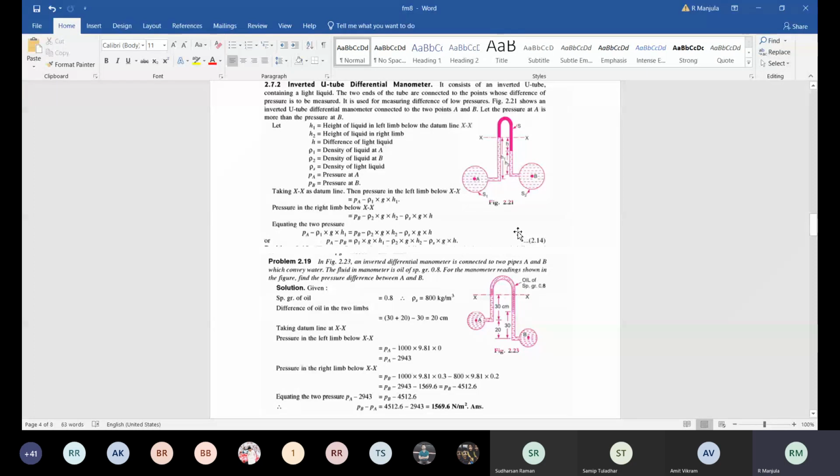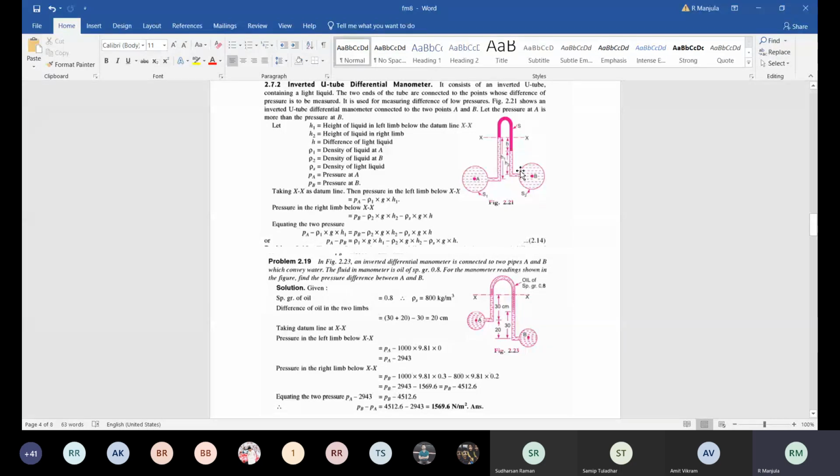Here, A and B are at different levels, and the difference in the mercury head is H. From the left limb, the point of pressure measurement, it is H1. From the point of measurement B up to mercury is H2. If you are able to draw the diagram, then you'll be able to easily write the manometric equation. So H1 and H2 are the heights of the liquid in the left and right limb, and H is the difference of the two liquids.